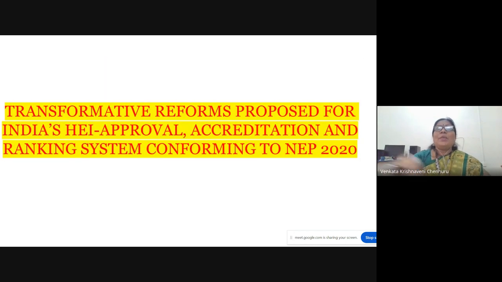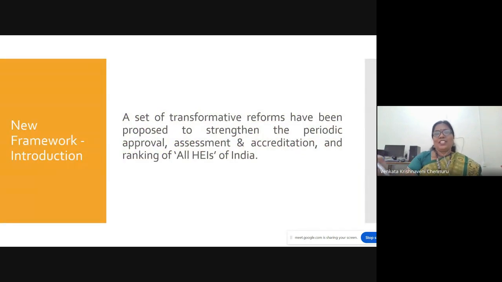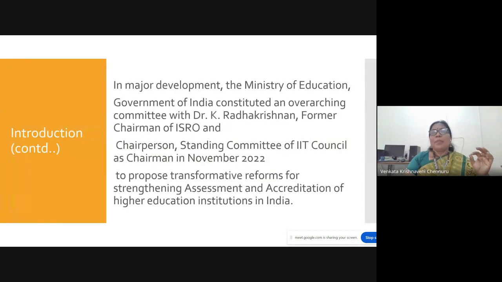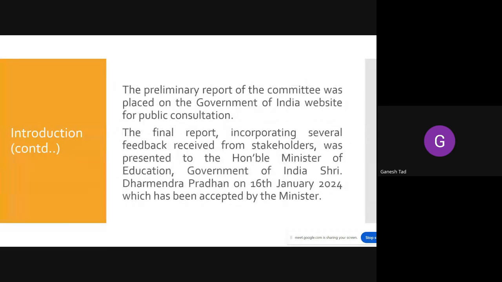Proposed NAAC framework. Transformative reforms proposed for India's HEI approval, accreditation, and ranking system conforming to NAAC 2020. The new framework introduction is this. A set of transformative reforms have been proposed to strengthen the periodic approval, assessment, and accreditation and ranking of all HEIs in India. In a major development, the Ministry of Education, Government of India constituted an overarching committee with Dr. K. Radhakrishnan, former chairman of ISRO and chairperson, Standing Committee of IIT Council, as chairman in November 2022 to propose transformative reforms for strengthening assessment and accreditation of higher education institutions in India.